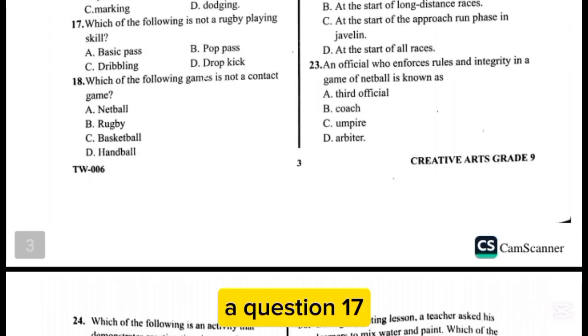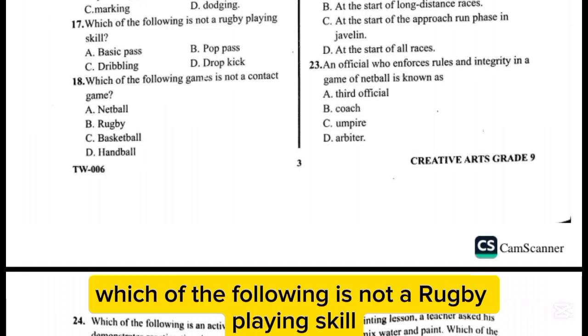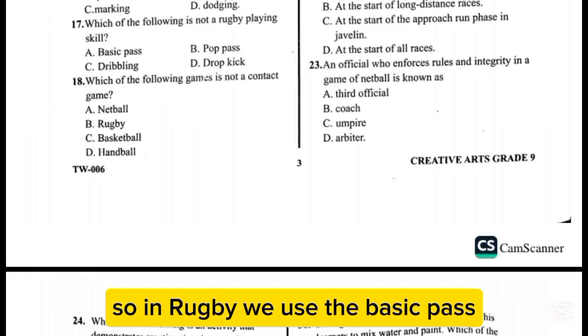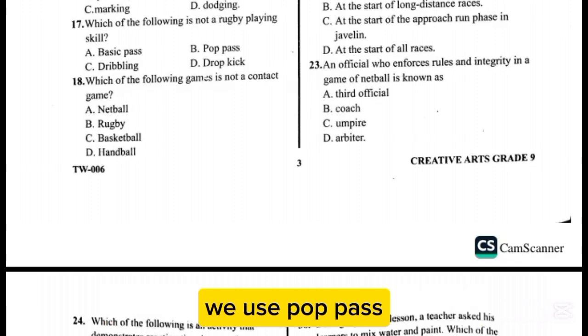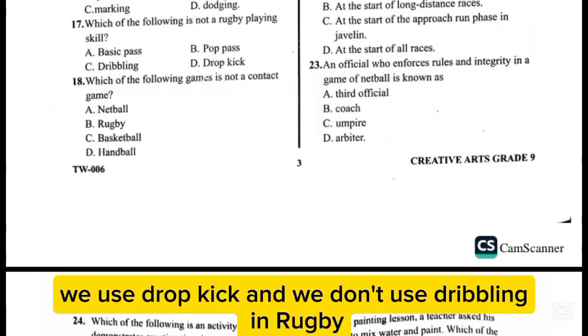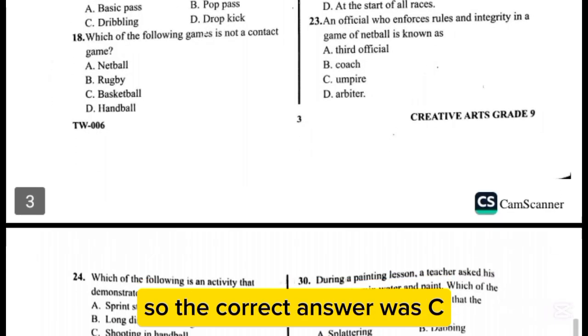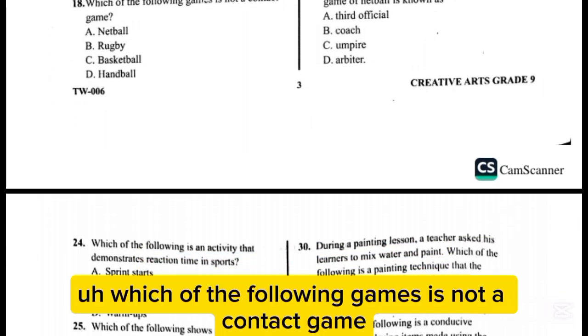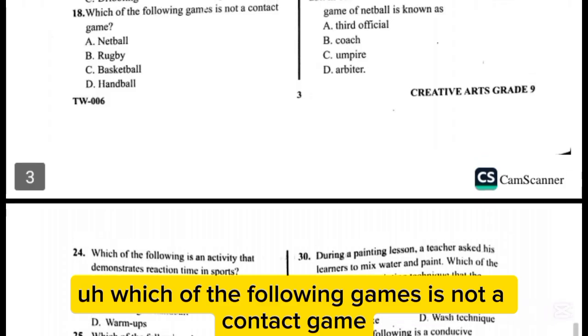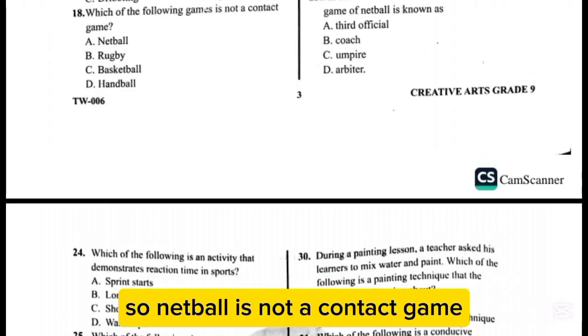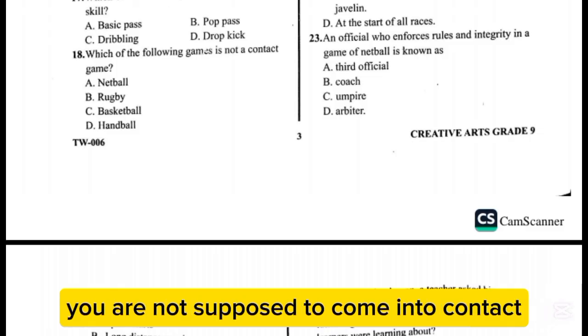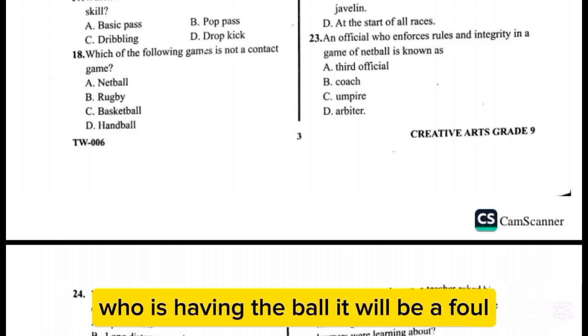Question 17. Which of the following is not a rugby playing skill? So in rugby, we use the basic pass, we use pop pass, we use drop kick, and we don't use dribbling in rugby. So the correct answer was C. Which of the following games is not a contact game? So netball is not a contact game. You are not supposed to come into contact with a netball player who is having the ball. It will be a foul.